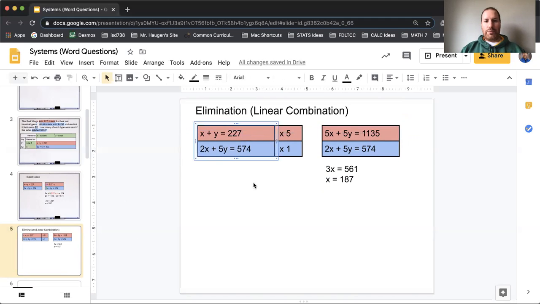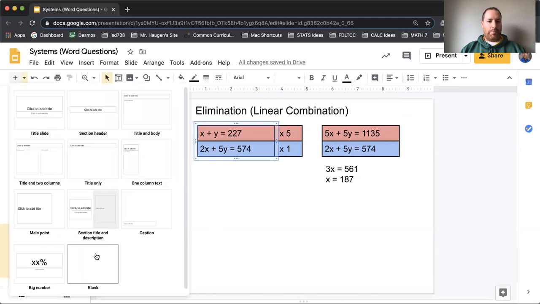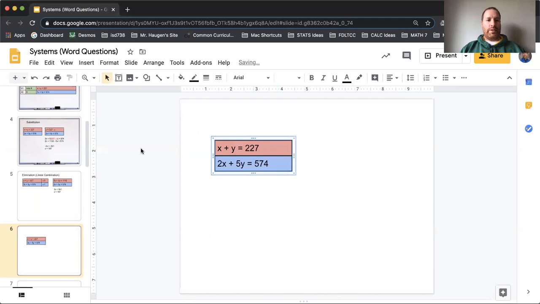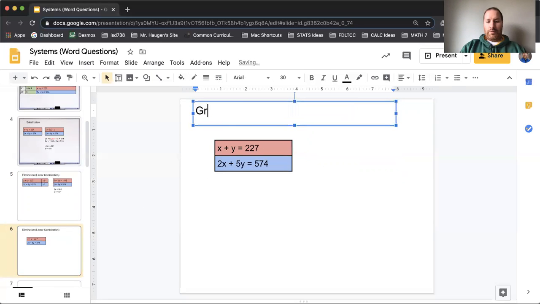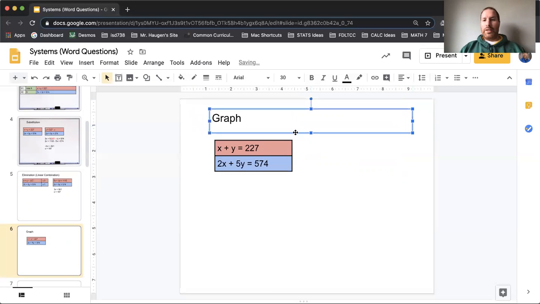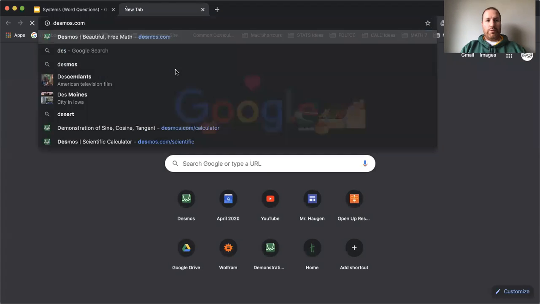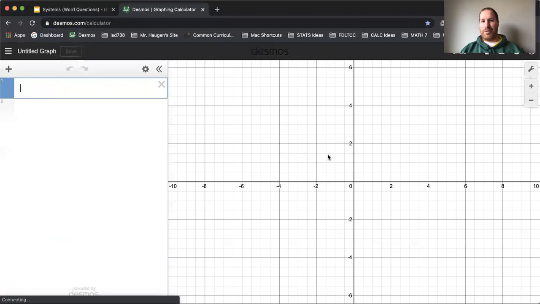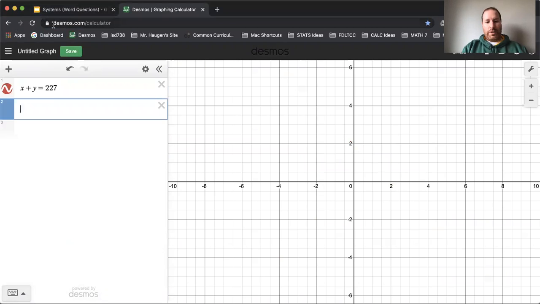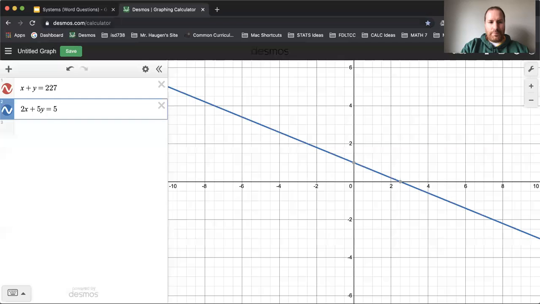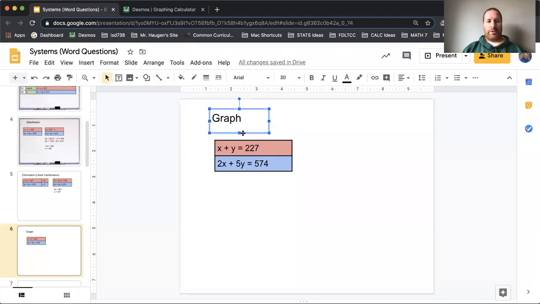The last way that you could do that as well, if you wanted to, let me grab a blank slide here. We could go ahead and do this graphically also, right? We could go ahead and graph these two if you want to also. Now, what I would like you to do, if you do graph that, you don't necessarily have to graph these by hand. We can also, because the numbers are going to be rather large, I'm just going to go on to Desmos and say, oh, let's do x plus y equals 227. And the other one, I believe, was 2x plus 5y equals 574. Right? Better double check that to make sure those are my two equations.